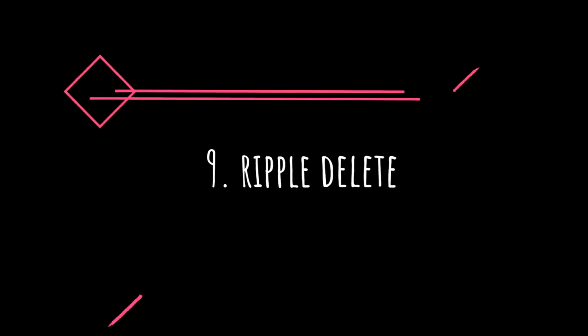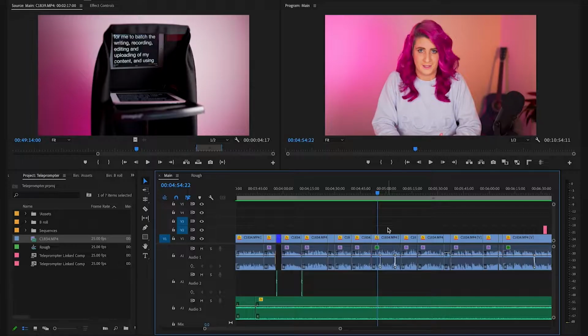Number 9, Ripple Delete. Now this is a tool that I literally use every single day. It's important to note though that if you've got a finished project like I do here with heaps of layers, it'll only work if you lock the layers that have clips that are longer than the selection you're going to delete. So I've locked my music track, that's not going to be affected.